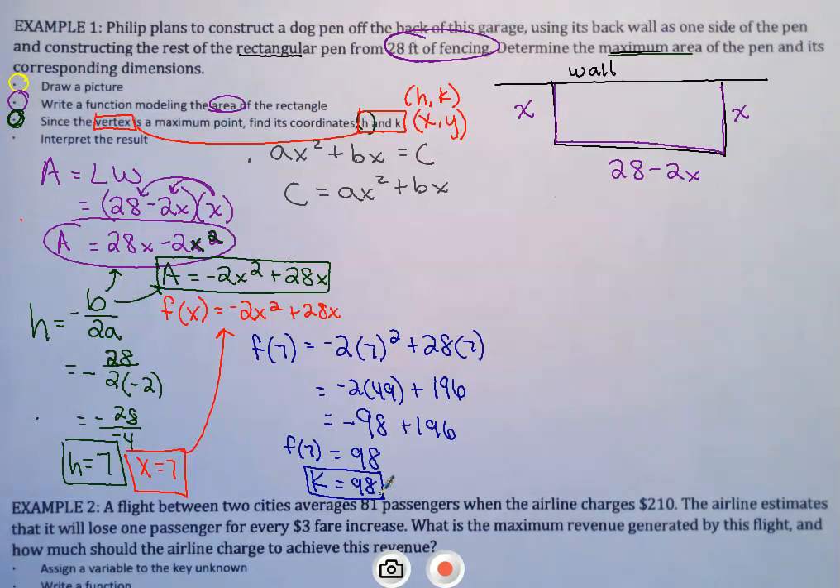So what does this tell you? Where our vertex is? But how does the vertex help us? Because that's not what I'm trying to figure out. Okay.